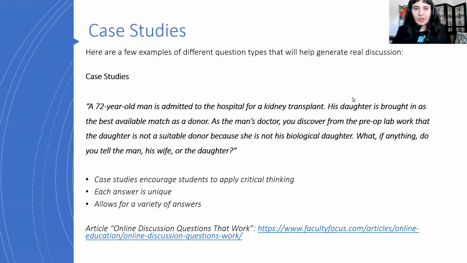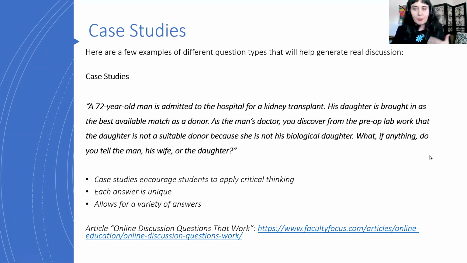So I'm going to read it out for all of us. A 72-year-old man is admitted to the hospital for a kidney transplant. His daughter is brought in as the best available match as a donor. As the man's doctor, you discover from the lab work that the daughter is not a suitable donor because she's not his biological daughter. What if anything do you tell the man, his wife, or the daughter?